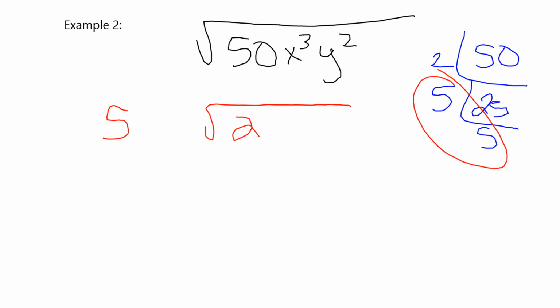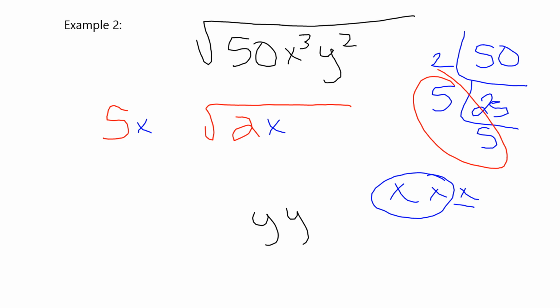But what about these variables? Well, we have x cubed. So I'm going to write x times x times x. Here's my pair. The pair comes out, and what's left stays in. And lastly, we have y. So y times y, there's a pair, so that comes out. Technically there's a 1 inside, but 2 times 1 is 2, so you don't have to worry about putting the 1 inside. So my answer is 5xy radical 2x.